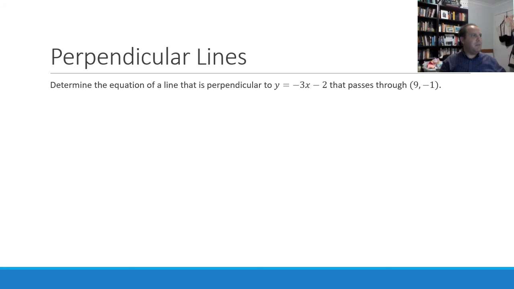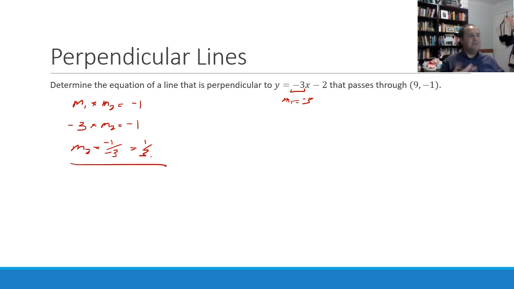Alright, let's use that for a problem. Determine the equation of a line that is perpendicular to y equals -3x minus 2 that passes through (9, -1). So we're told they're perpendicular, so m1 times m2 should equal -1. Our initial gradient is -3, so substituting that in for m1, -3 times m2 equals -1. Rearranging, m2 equals -1 over -3, which is 1/3.